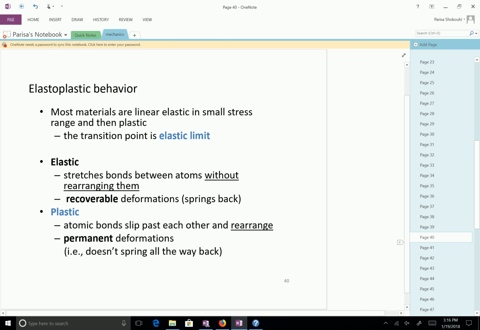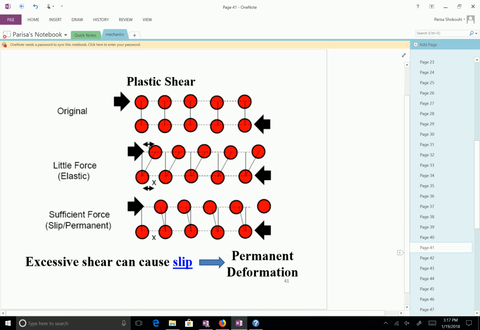Materials are neither fully plastic nor fully elastic typically. You are somewhere in between, just like the one I just showed you. Up to the elastic limit, everything is reversible. When you pass that point, it's not anymore. If you pass a certain point, the atoms don't go back. You have dislocations and you have slip inside the material.